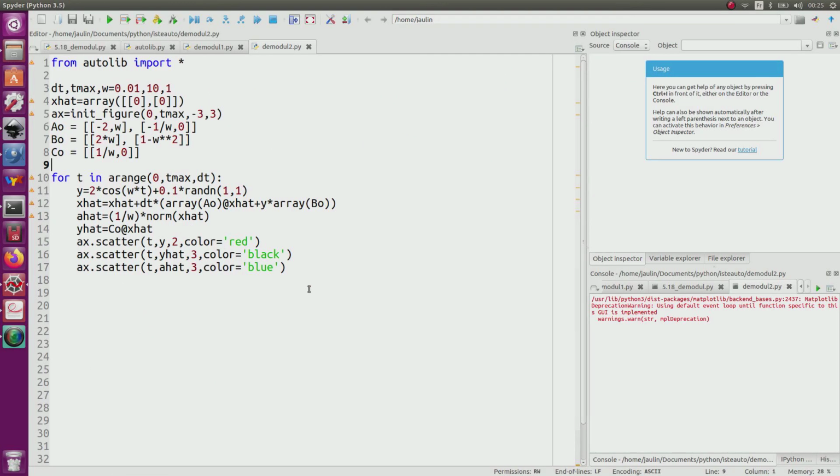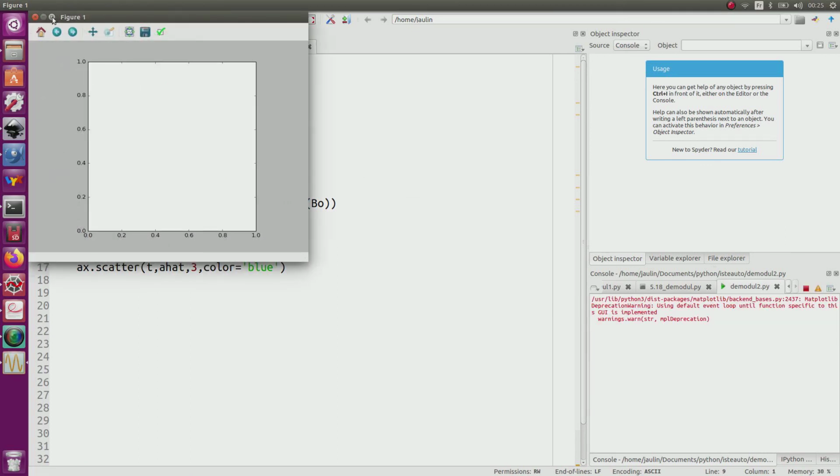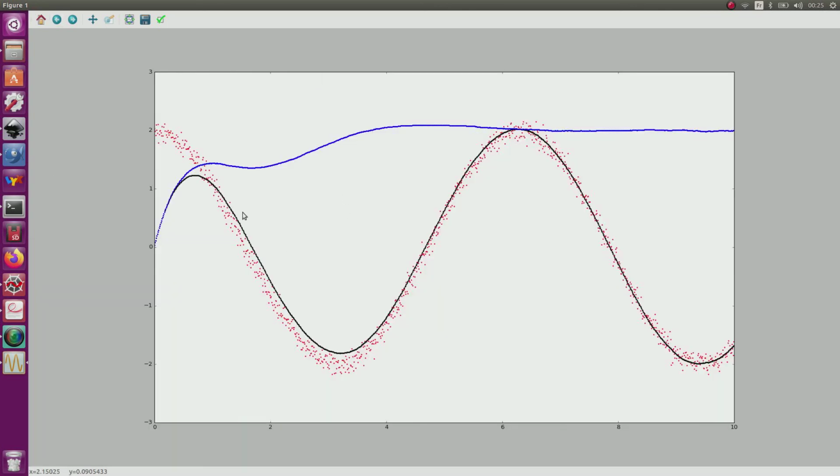I take my Python program here, I run it, and I will obtain here the perturbated y hat signal. The initial one in red is y of t. Here in black it is the filtered signal, which is less noisy, but at the beginning it is wrong due to the fact that I have a bad initialization. But after 1 second, after the time constant of 1 second, I obtain something which is quite accurate.